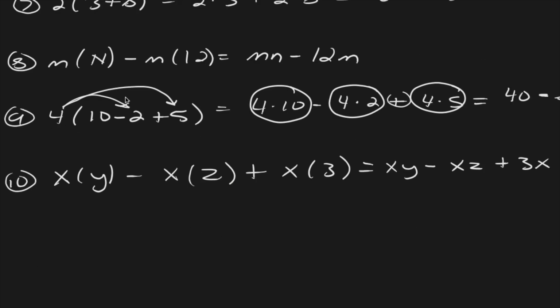Okay, last one. How do we simplify this? Well, just simply remove the parentheses or distribute. X times y is xy, minus, bring the minus over. X times z is xz, bring the plus over. X times 3 is 3x.